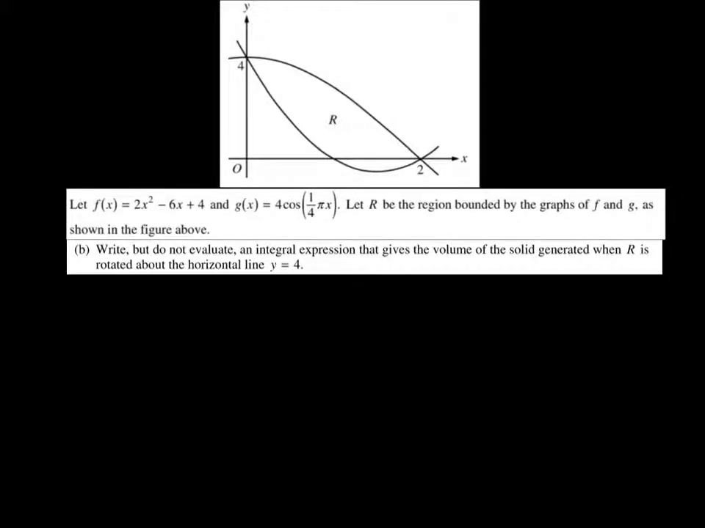So that's what happens here. We're asked to write but not evaluate an integral expression that gives the volume of the solid generated when R is rotated about the horizontal line y equals 4. So I'm just going to go ahead and draw in that horizontal line for myself. Okay, that is a little bit off, but we get the idea. So that's my line y equals 4.